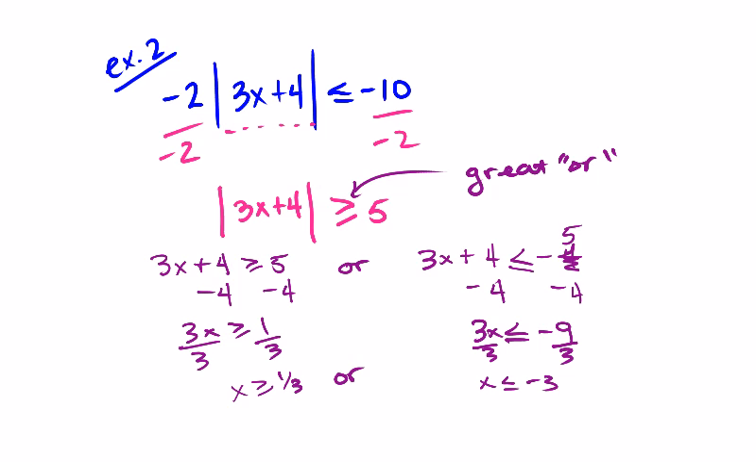The way to write that would be negative infinity, comma, negative 3. That's x is less than. We're going to use a bracket because it can be equal to, joined by the union, bracket, 1/3 to positive infinity. And that's how you would solve an absolute value inequality.